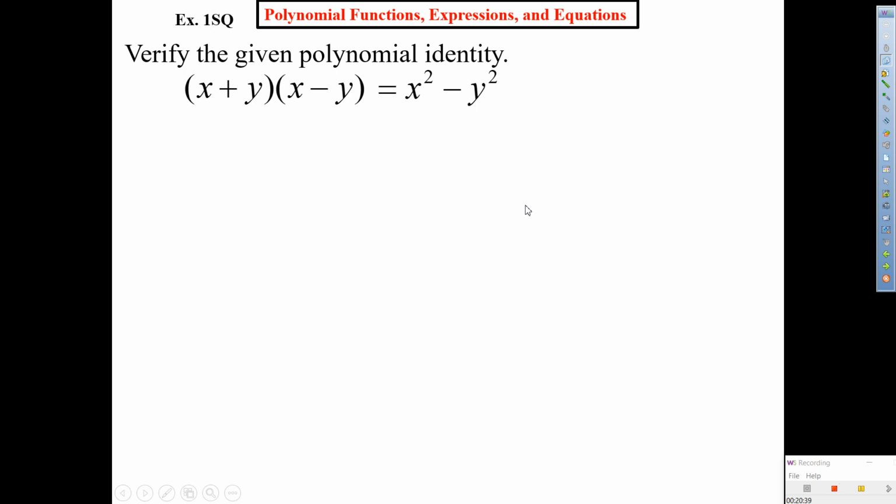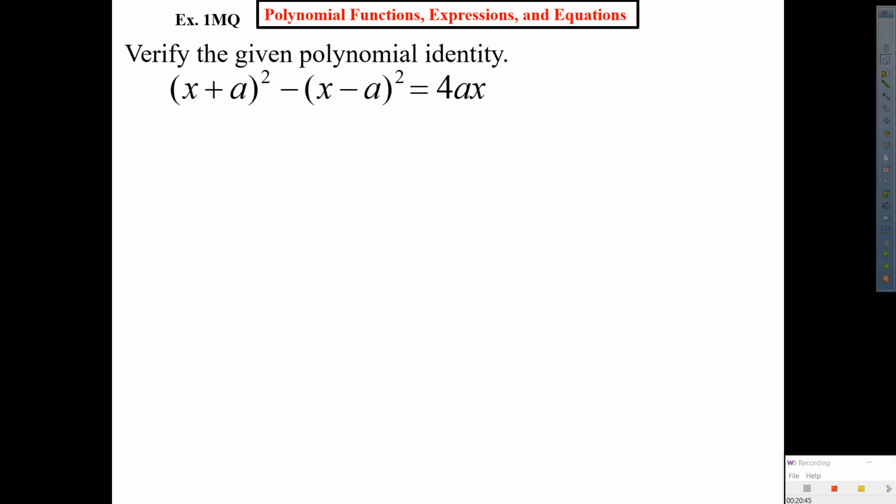Bam! Example 1, mega Q. We got (x + a)² − (x − a)² = 4ax.